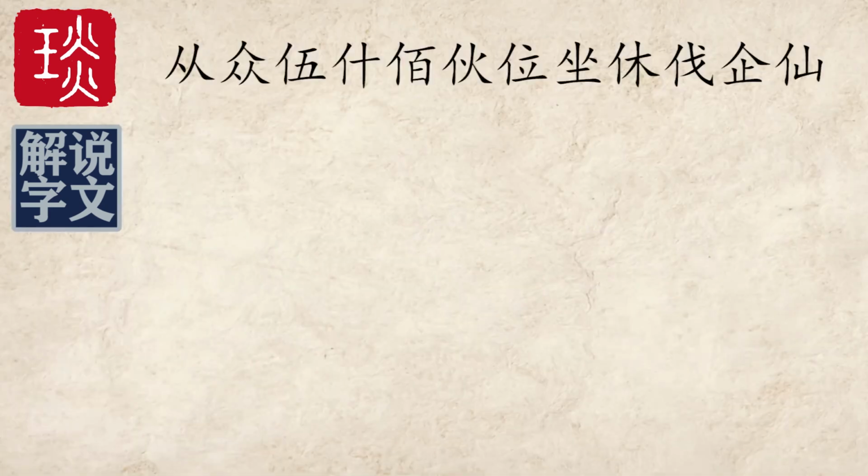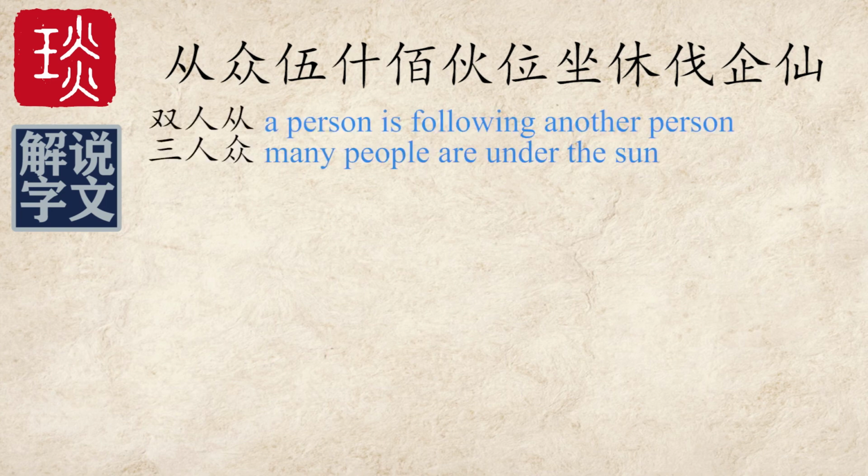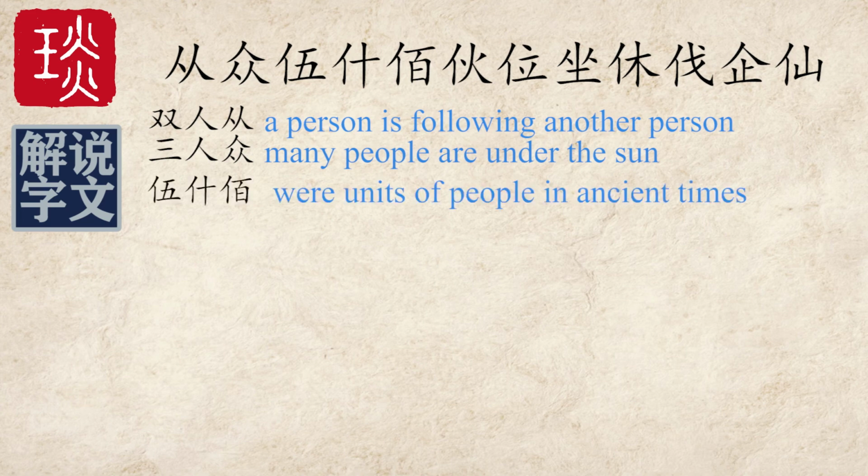Alright, let's have a quick review of what we learned in today's video. We learned the 12 characters with 人 as radical. 双人从 a person is following another person. 三人众 many people are under the sun. 伍十百 were units of people in ancient times. But these 3 characters are rarely used with their original meanings. 伍 and 百 are on the Chinese bills.